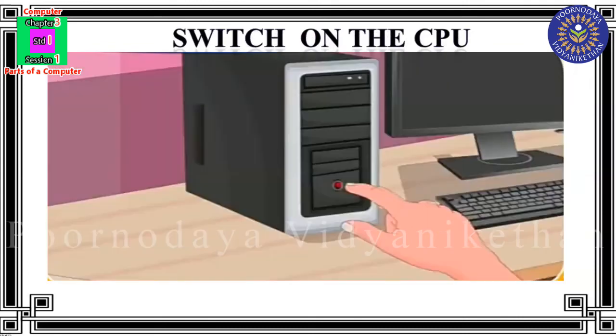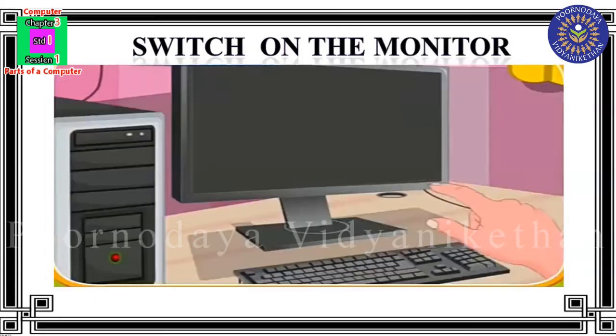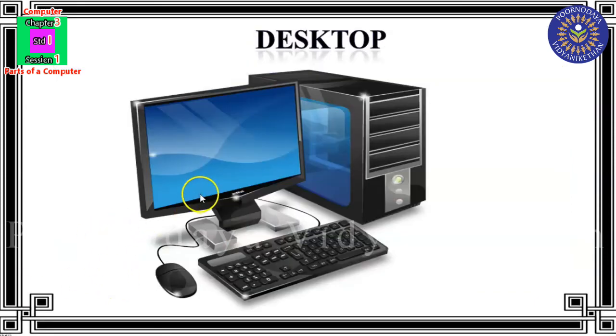Then step 3, switch on the CPU. Then step 4, switch on the monitor. The screen that appears on the monitor is called desktop. This is the desktop.